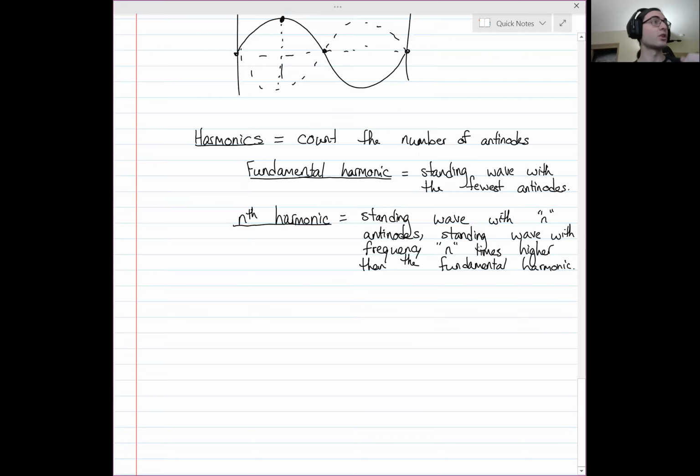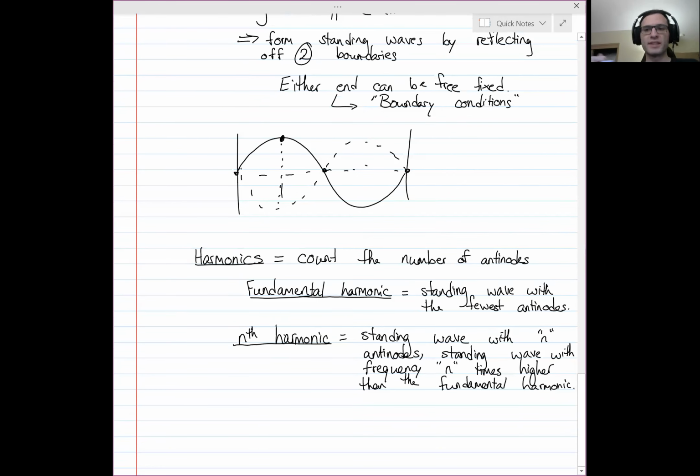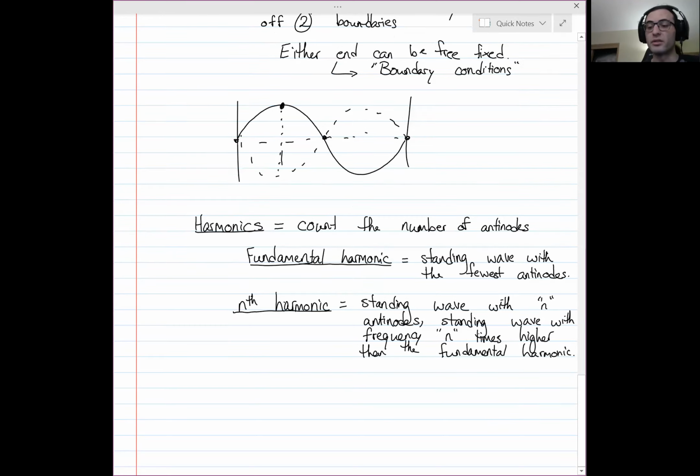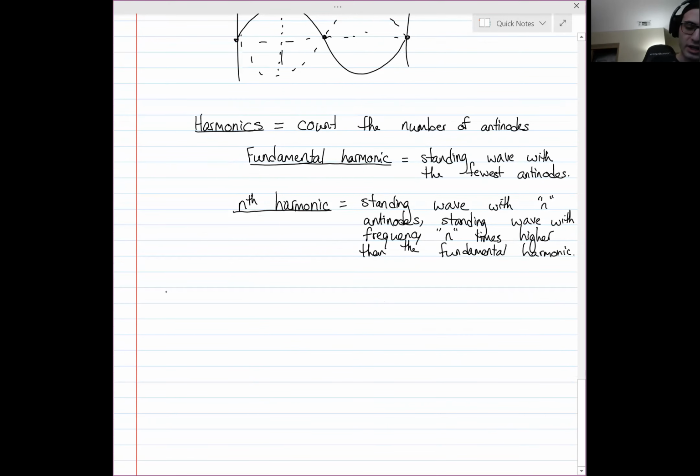So let's look at some particular examples. I know that this has all been very, very theoretical. I've kind of just thrown words at you. Let's actually start looking at various types of standing waves on strings. So let's first look at this scenario where we have two fixed ends.